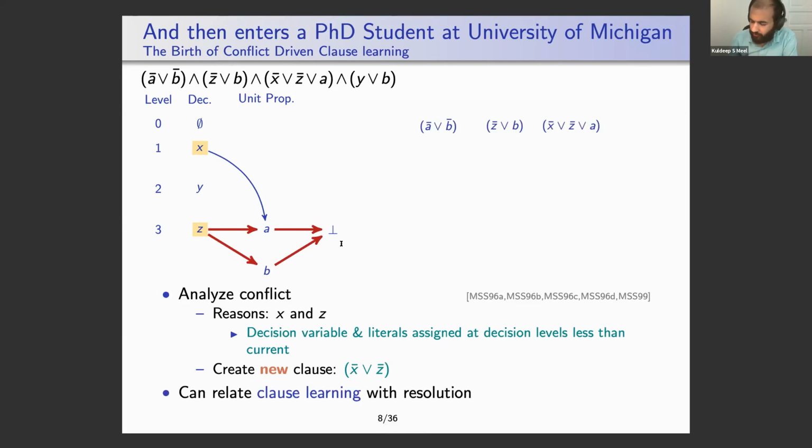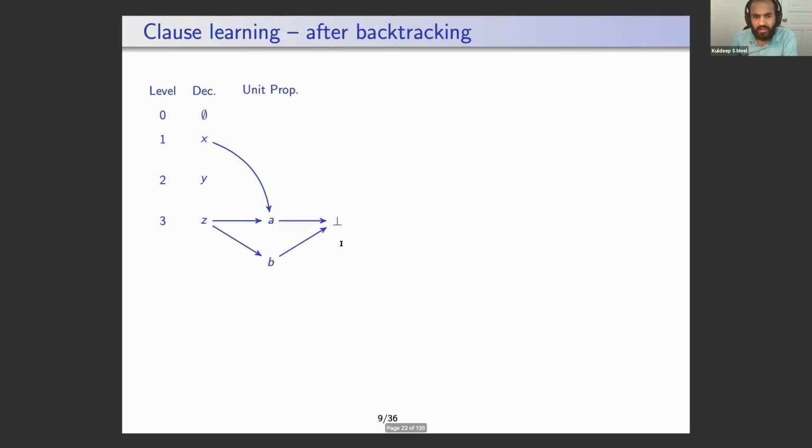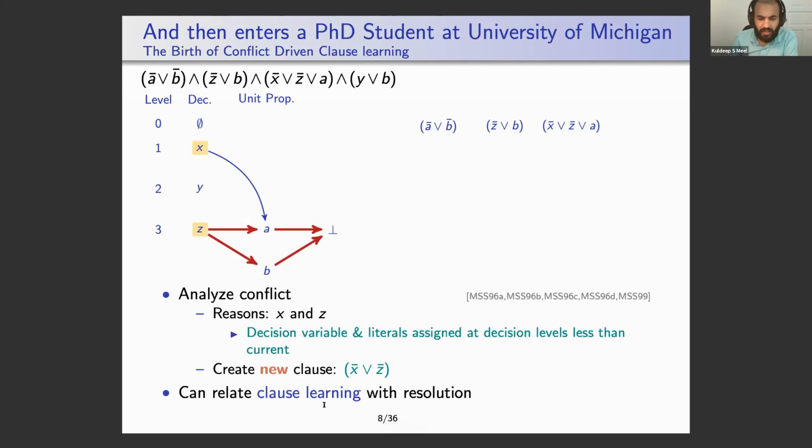And of course, if you have studied something called resolution, then you can see that the clause learning can also be derived using resolution, which is essentially you take these 3 clauses and you will be able to see that we would be able to derive not x or not g.